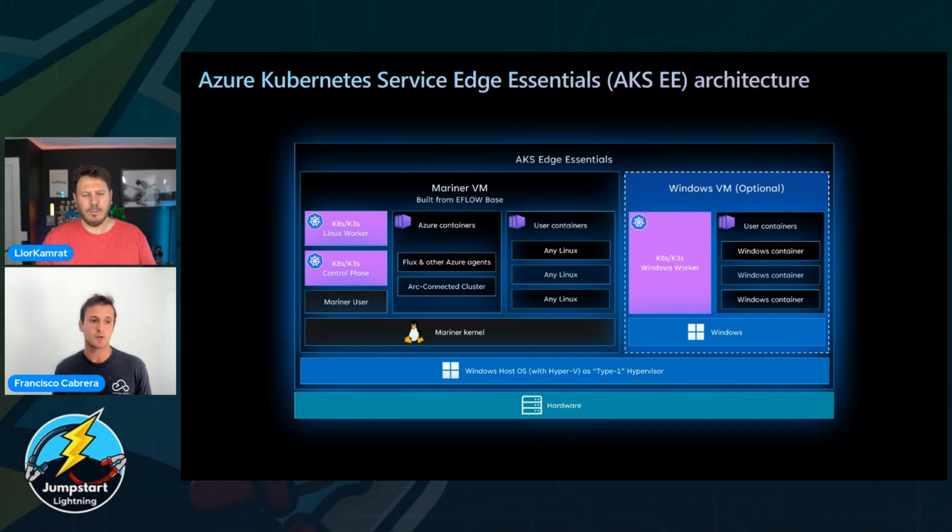And this node can be a Linux worker or a control plane, both for K8s or K3s. And here's where you would run your Linux containers, or any kind of Azure container like Arc or Flux. And then on the right-hand side of the diagram, you have the Windows VM. Again, this is optional. We're running this Windows VM so that you can run Windows containers, and this will act as a Windows worker, both for K8s or K3s.